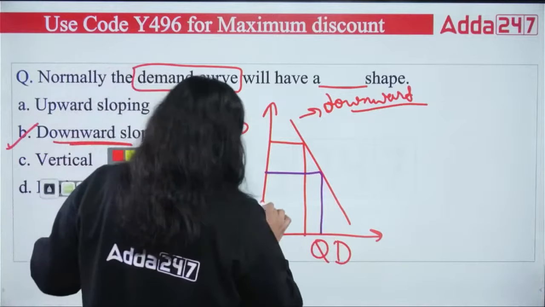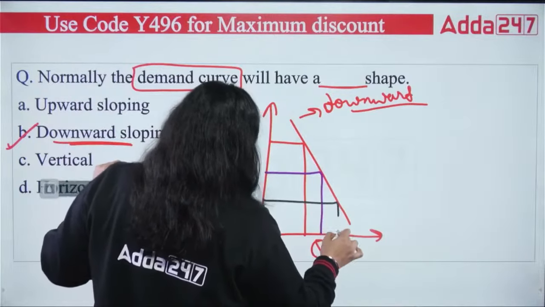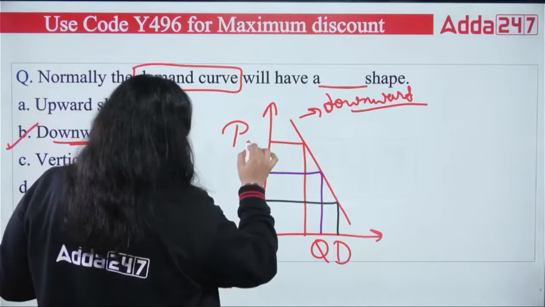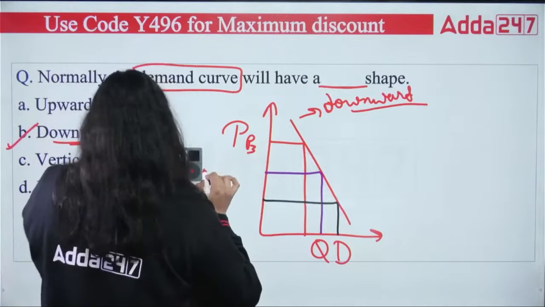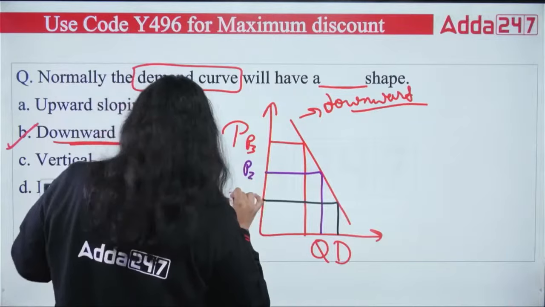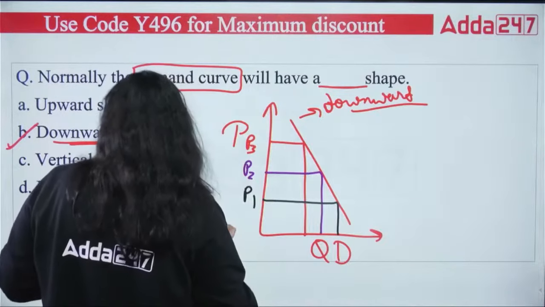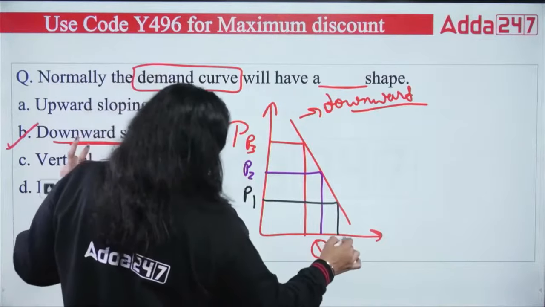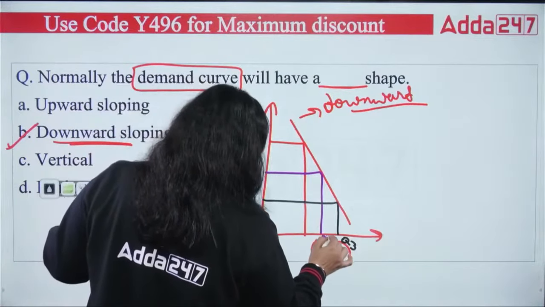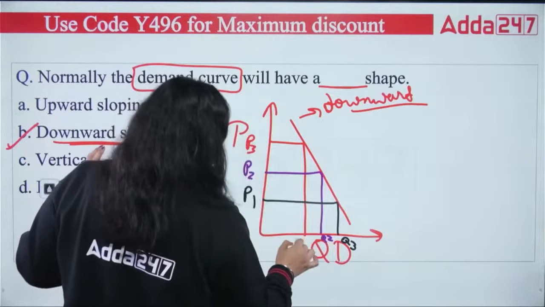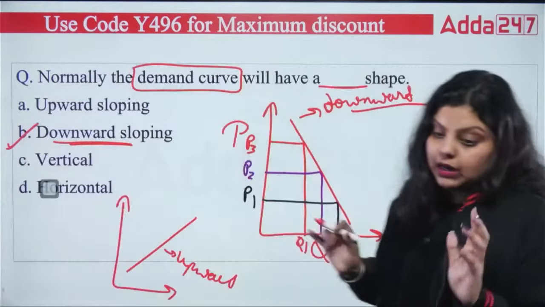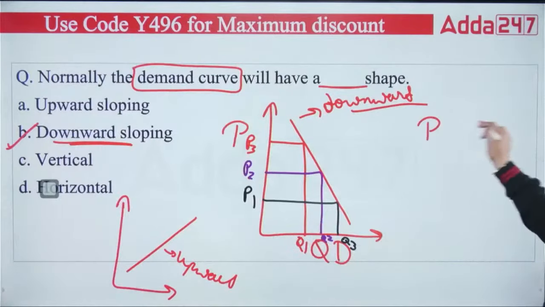Okay, and the last one is this. So let's say here we have taken price 3, then we have price 2, then we have price 1. Similarly, we will have quantity 3, quantity 2, and then quantity 1. Now you can see the relationship between price and quantity demanded here. So this is price, this is quantity demanded.